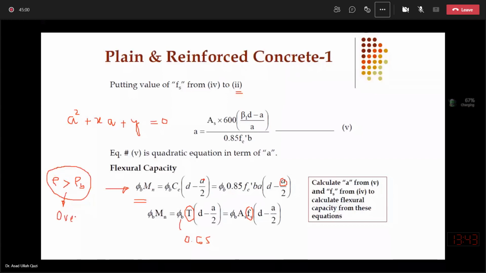Now in order to get the capacity of that over reinforced cross section, the internal moment resistance, you will use this flow chart what I have explained over here, that first you will get the A value. From A you will get epsilon s and Fs, and then finally you will apply this to get the internal moment resistance by selecting 5.65.